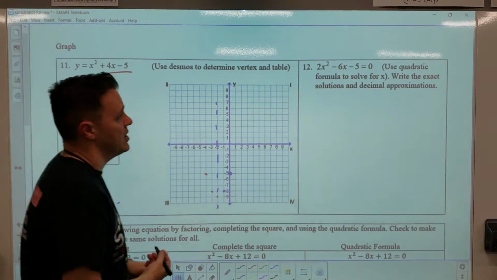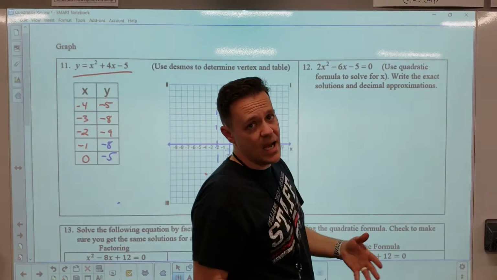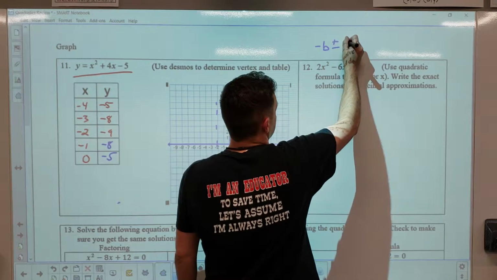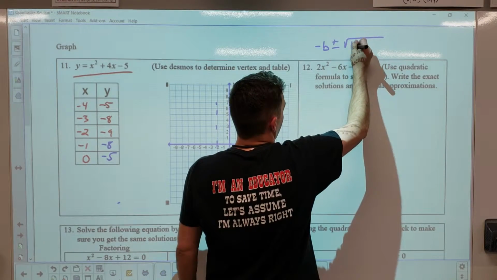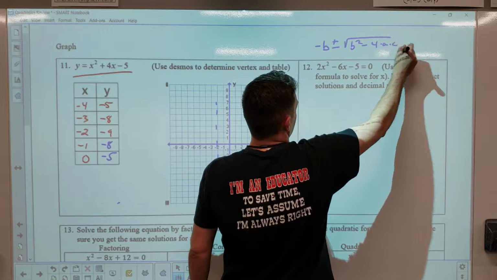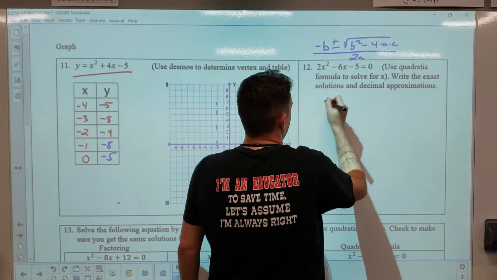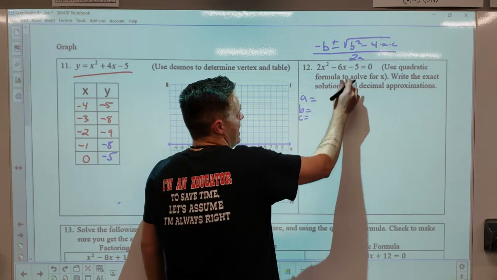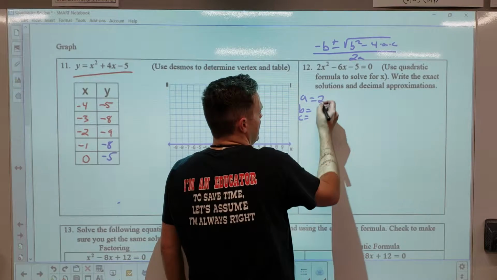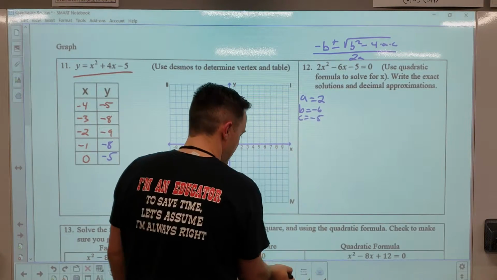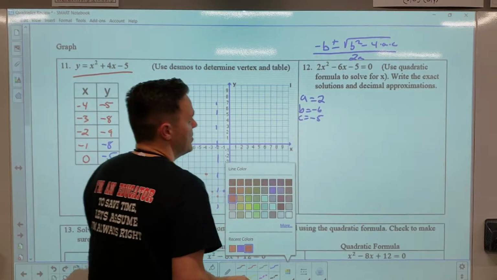Then we talked about the quadratic formula. This is one of the hardest ones that's on here, okay? The quadratic formula is negative b plus or minus the square root of b squared minus 4 times a times c, all over 2a. And then what you had to do is fill in the blanks, okay? So a is 2, b is negative 6, c is negative 5. All right, and then you simply solve it out from there.